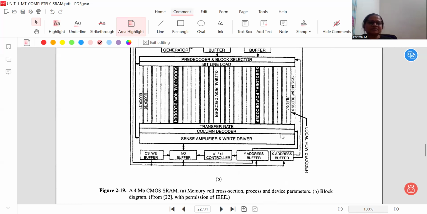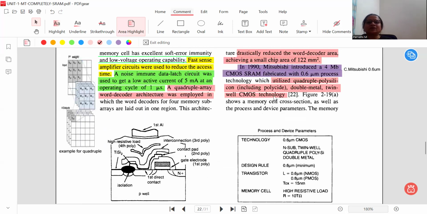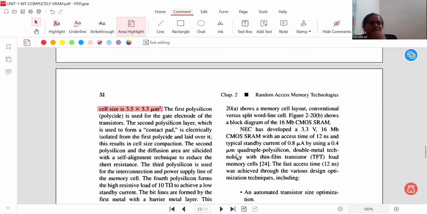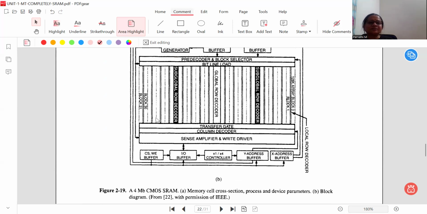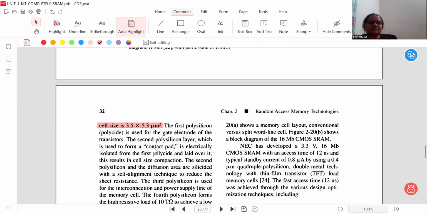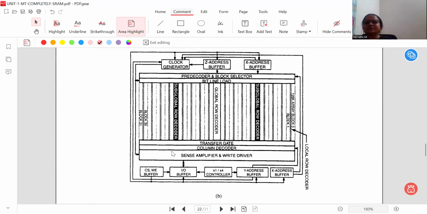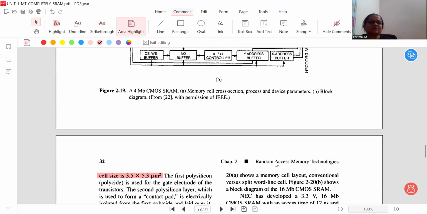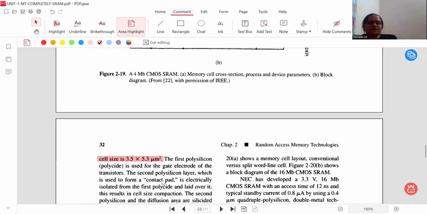4MB SRAM, which is constructed by Mitsubishi company with the technology 0.6 micron meter. Okay, and if you observe, each cell size is 3.5 by 5.3 micron meter square. So the memory cell size, right? The memory cell size is 3.5 by 5.3 micron meter square.